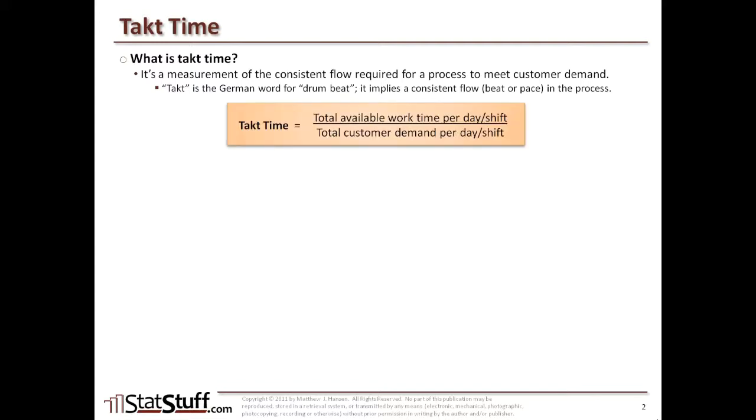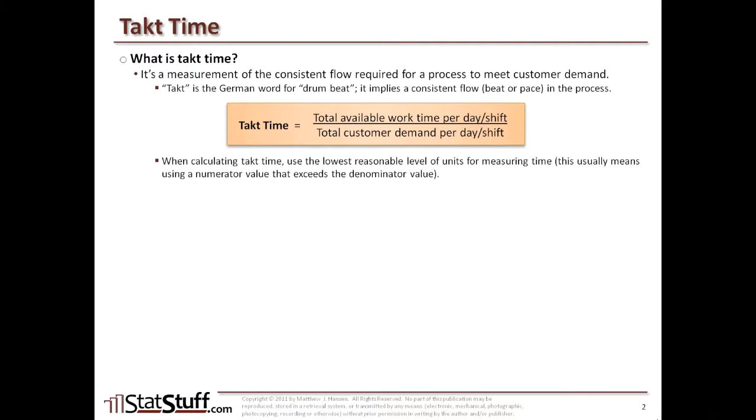The calculation for Takt Time is the total available work time per day or shift divided by the total customer demand per day or per shift. The key thing here is to keep them at the same level, that is at per day or shift. Whatever method is used on the numerator should also be equal to the method used on the denominator.